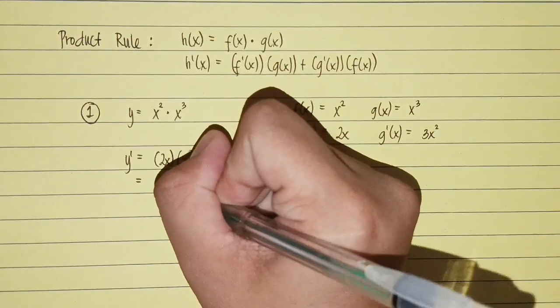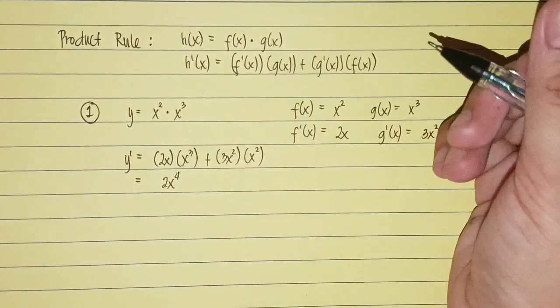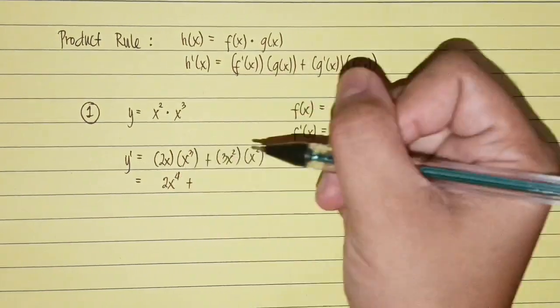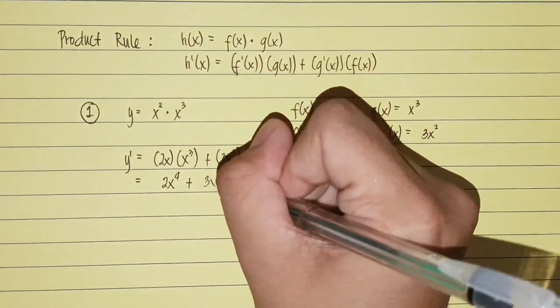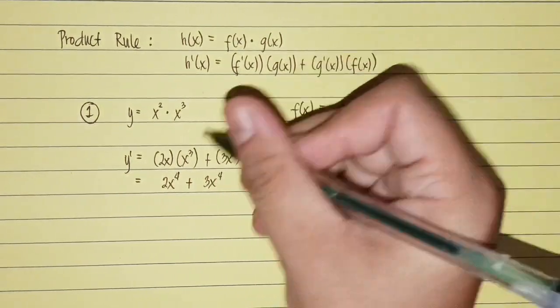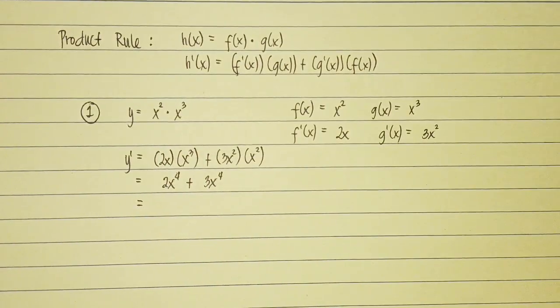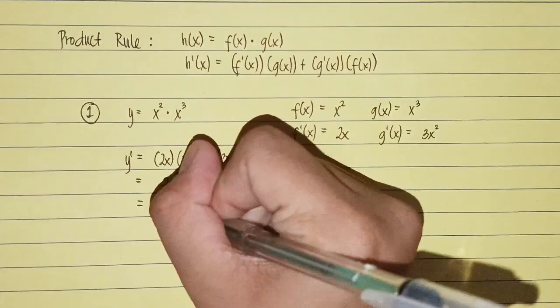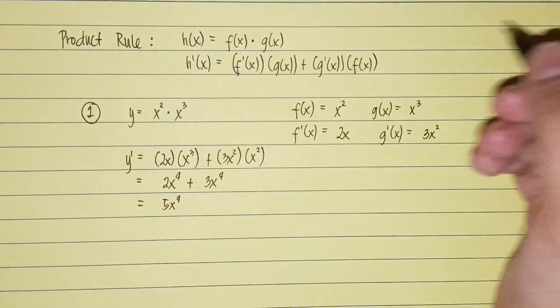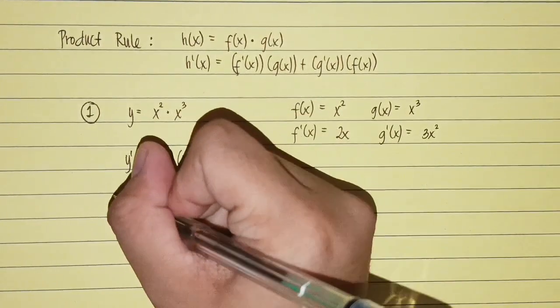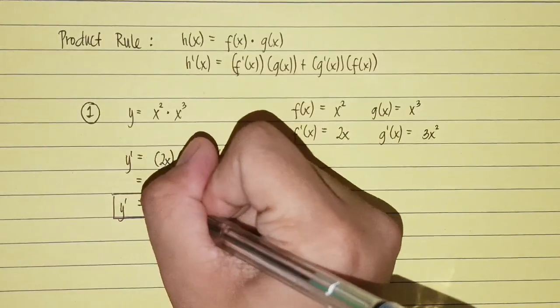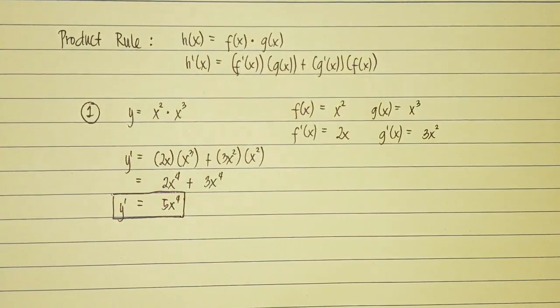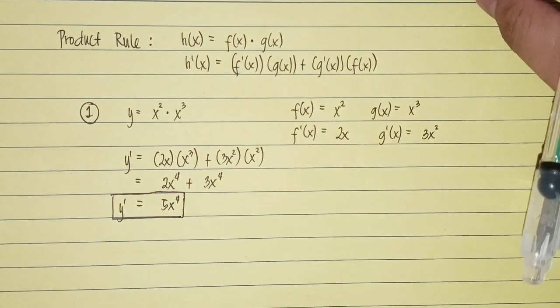2x times x cubed is equal to 2x to the power of 4, plus 3x squared times x squared is equal to 3x to the power of 4. Now let's combine like terms. 2x to the power of 4 plus 3x to the power of 4 is equal to 5x to the power of 4. Therefore, the derivative of the function is 5x to the power of 4.